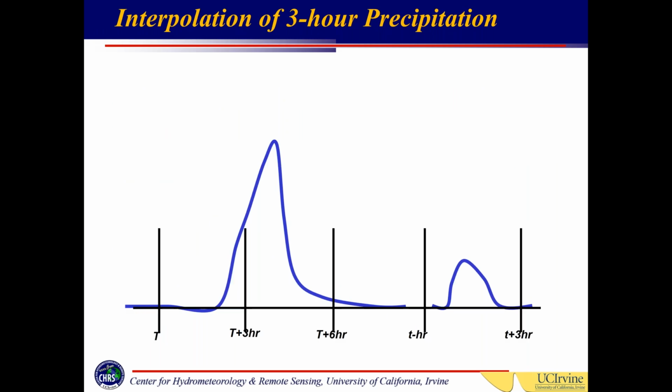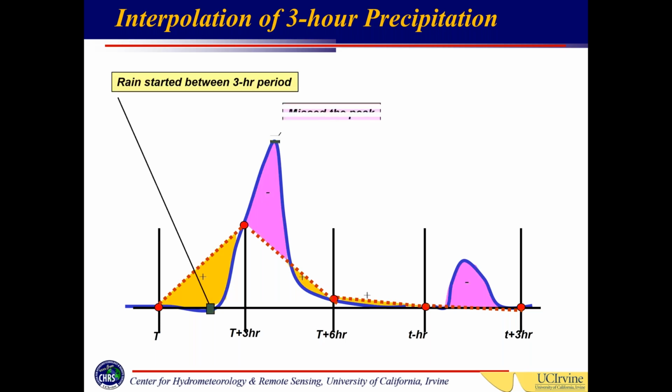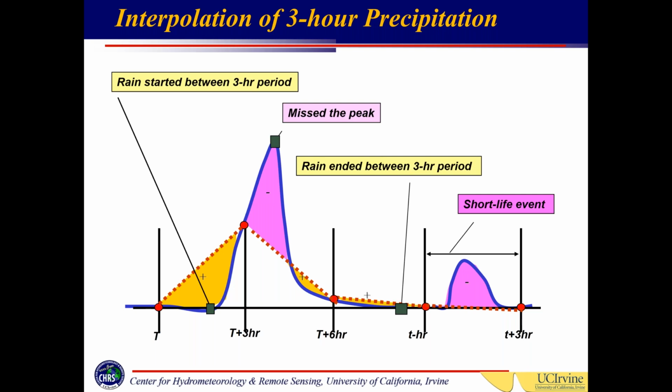Take a look at the concept of GPM with 3 hour samples. Assuming we have a hyetograph over here, within 3 hours CMORPH gets into linear smoothing over different time periods. But if we take a close look, the linear interpolation might overestimate or miss the peak, or sometimes the short-lived events cannot be covered nicely. So in that case, short time estimation for the activity is important.